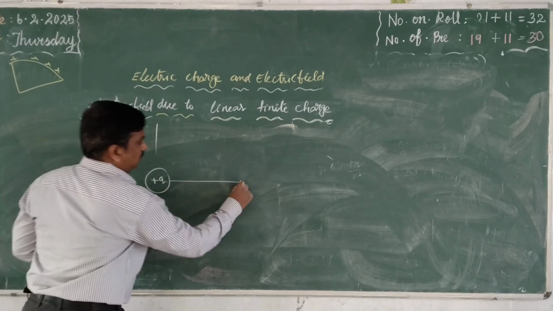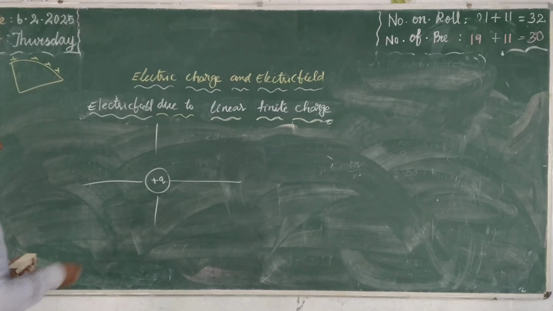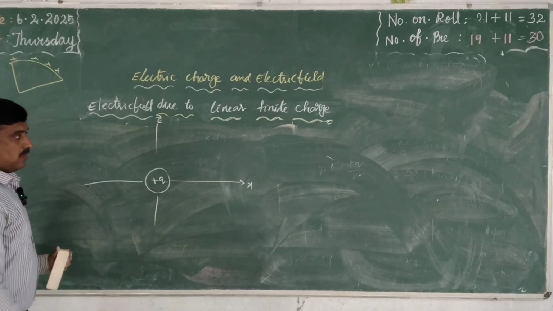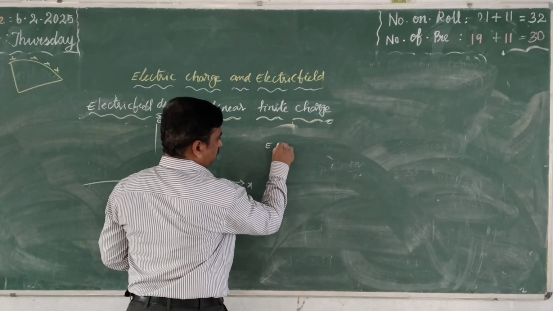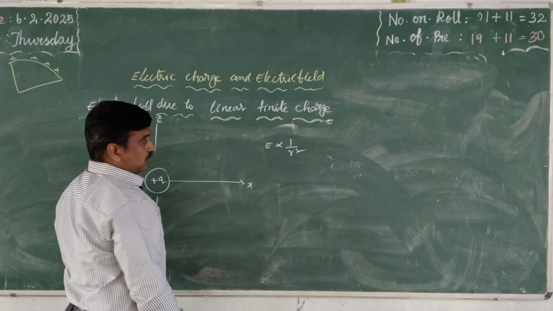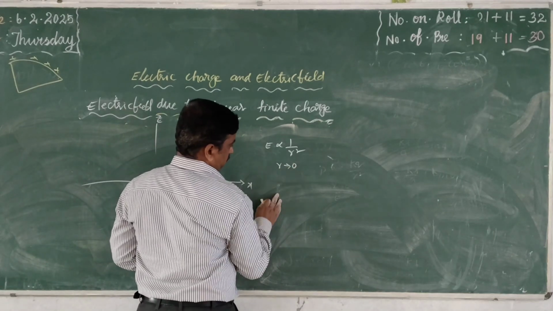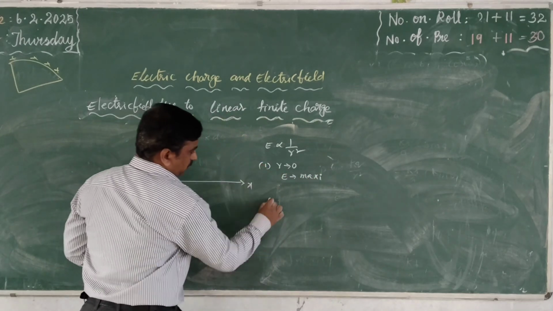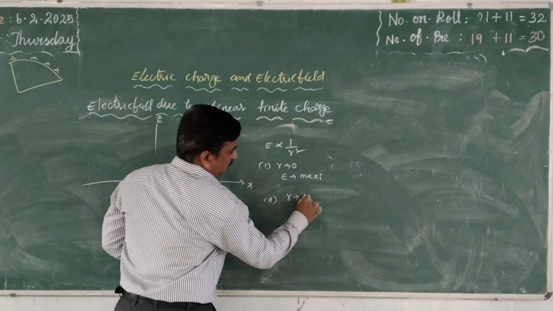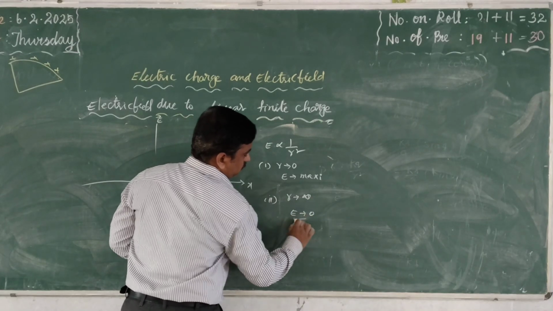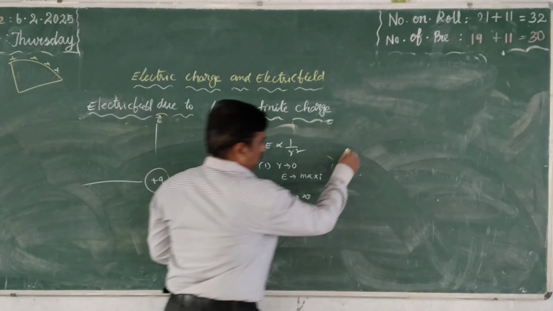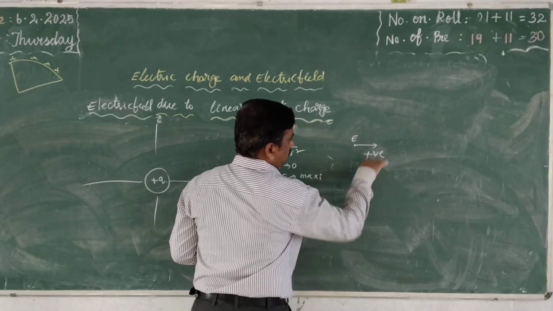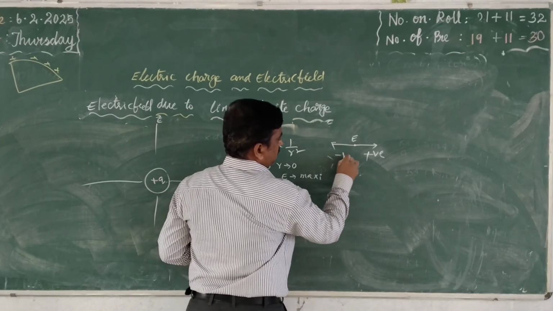For this we can write the E versus X graph. Here the y axis is electric field and the x axis is distance. Electric field is inversely proportional to distance. R value 0, E value maximum, this is the first point. Second, R value infinity, E value 0. This direction we can take as positive electric field, and this direction as negative electric field.